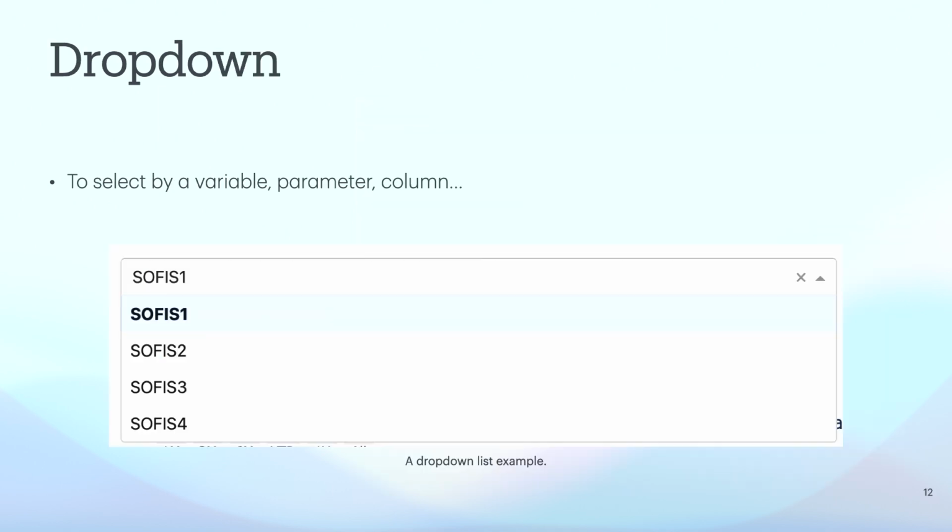Another element that I found useful is a drop-down list. It's really useful when you want to select your data by a certain variable or parameter or column. In my case, it was the sensor number, so the vineyard number itself, so that the wine producer can really look at his own data, his own property.